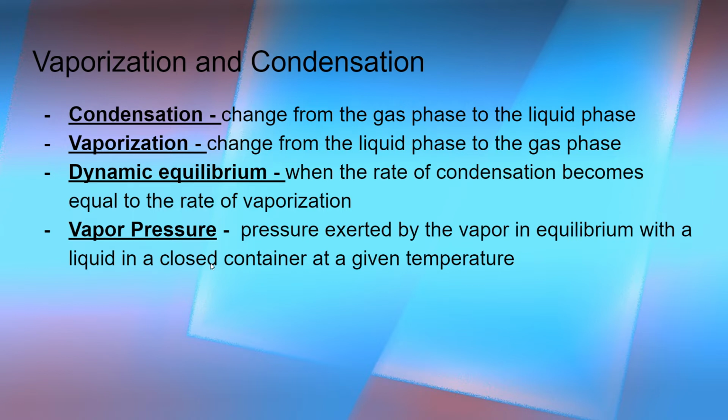And then we also have something called vapor pressure. Vapor pressure is pressure exerted by the vapor. So vapor is going to be a gas. So it's the pressure exerted by gas that is in equilibrium with a liquid in a closed container at a given temperature. So vapor pressure, for example, would be the pressure of water vapor inside of a closed water bottle. There is a slight pressure from the water that has become water vapor, and it's putting a pressure on the surface of the liquid in the water bottle.